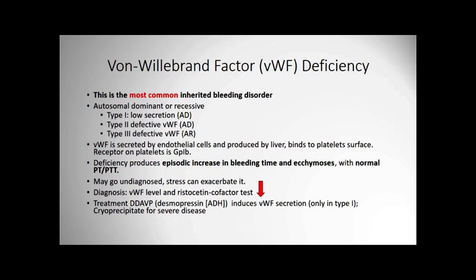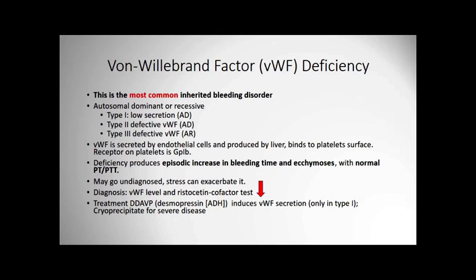And here we have what happens when someone has a deficiency of von Willebrand factor. This is the most common inherited bleeding disorder, bold and red letters. There are different types. In one of them, there is low secretion; they produce low amounts of von Willebrand factor that otherwise works normally. In the other two types they produce normal amounts, but it is defective. The only difference between them is that one is autosomal dominant and the other is autosomal recessive.